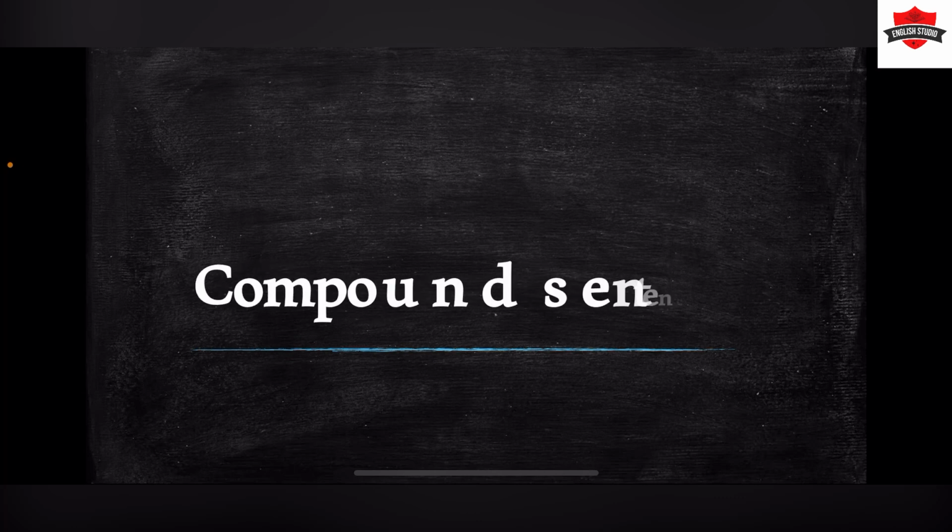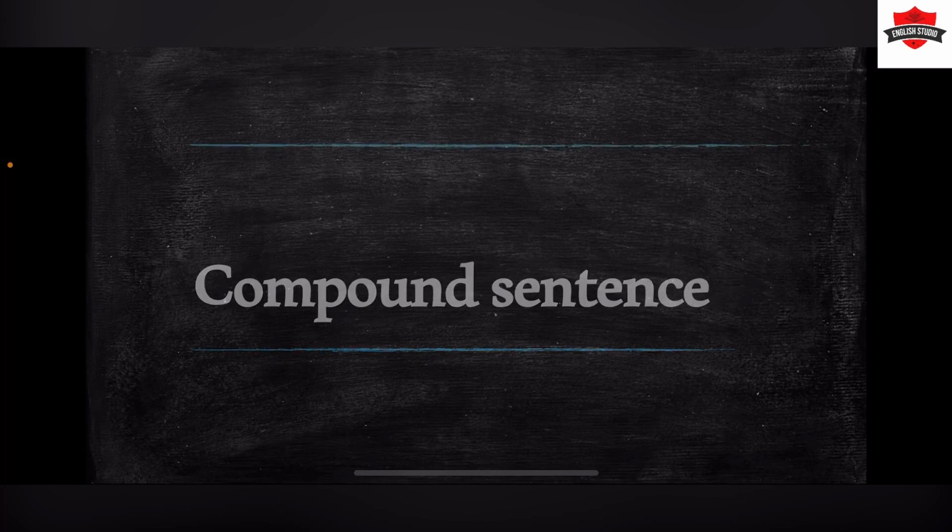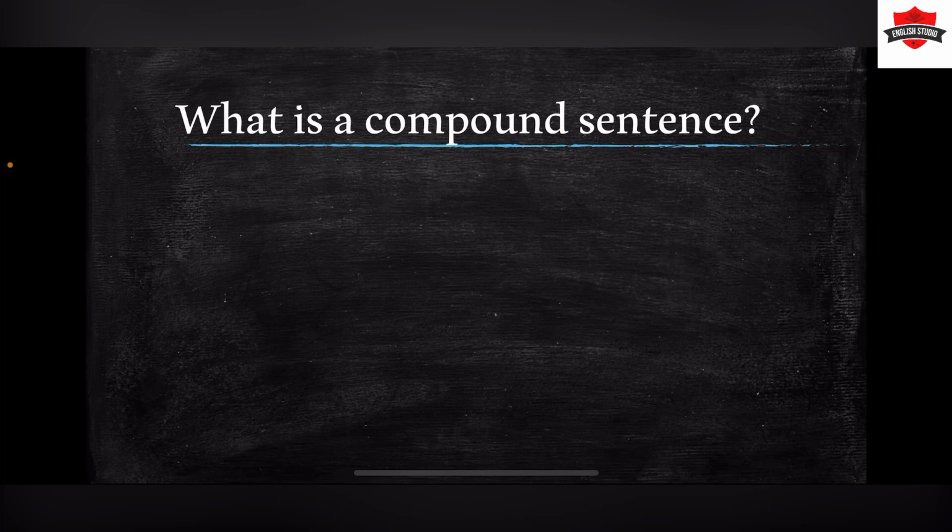In this video, we are going to cover an important topic of grammar, that is compound sentence. So what is a compound sentence? A compound sentence is a sentence that contains at least two independent clauses and are connected to each other by using coordinating conjunction. So in this sentence, what is the independent clause?